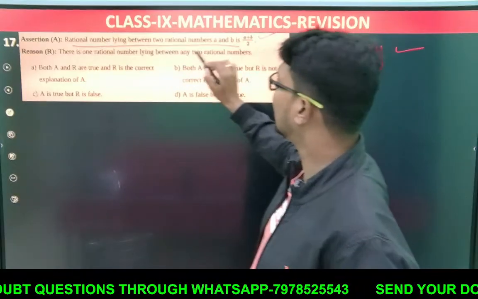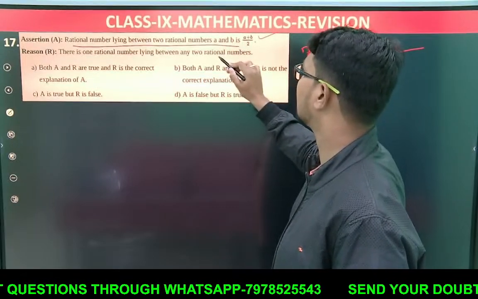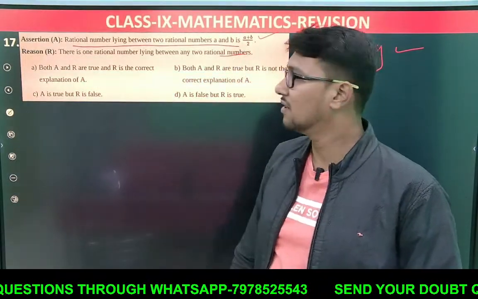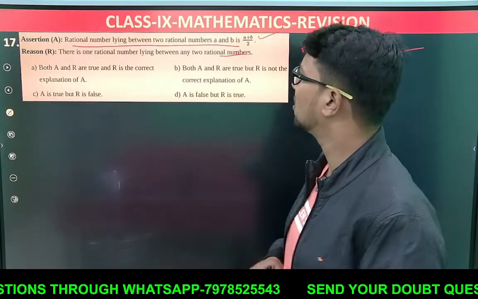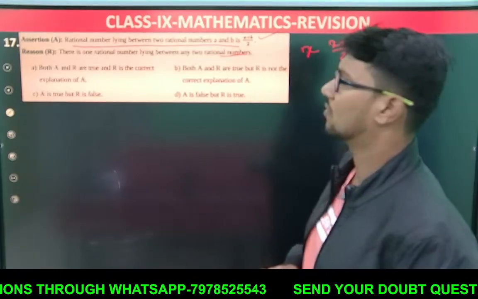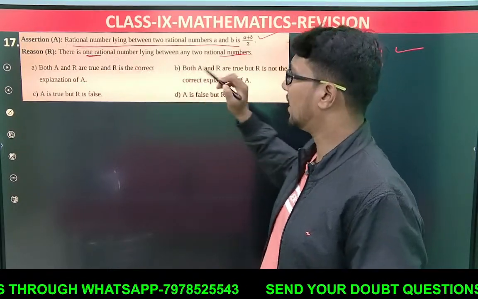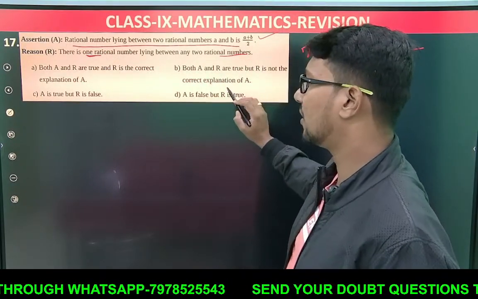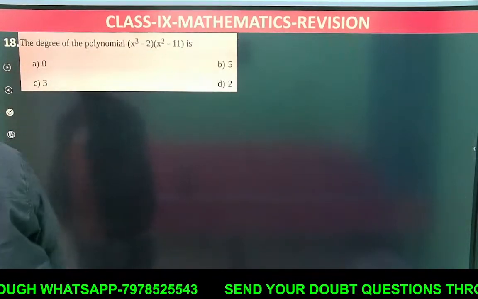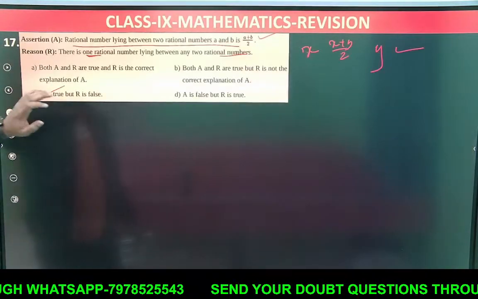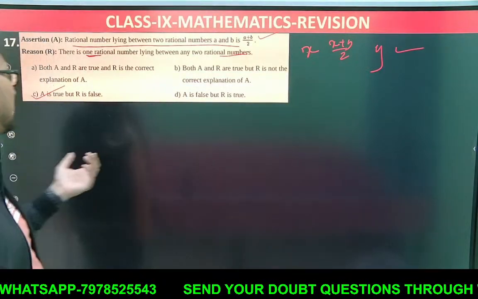The reason says there is one and only one number lying between any two rational numbers. No, that is wrong. There are infinite rational numbers lying between two rational numbers. Saying there is only one is wrong. Hence, the assertion is correct, the reason is false. A is true, R is false. I hope this question is clear. On 17, assertion is true, reason is false.